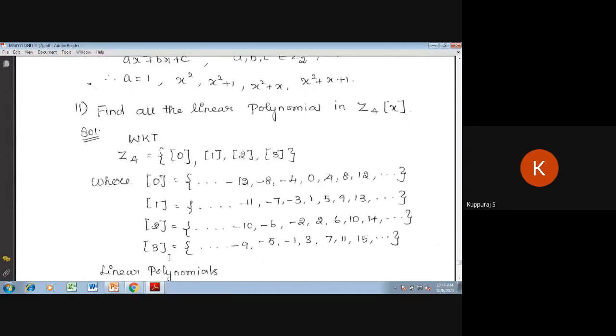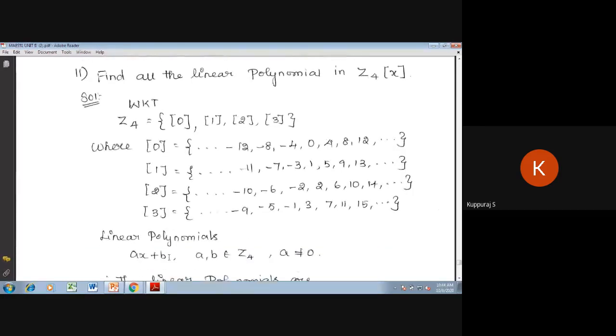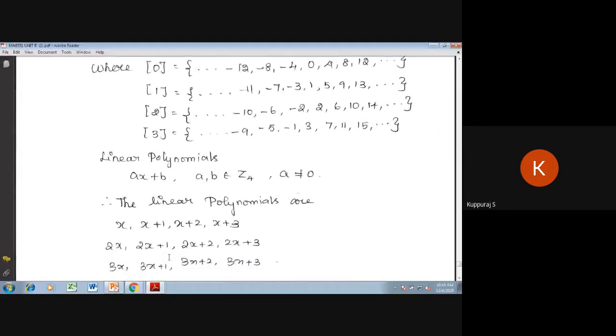So we have formed all the linear polynomials over Z4 of x.